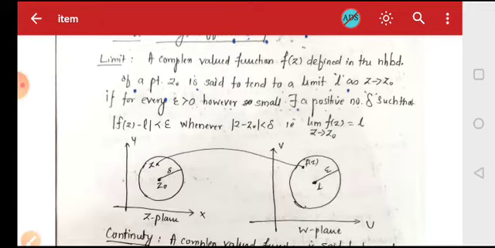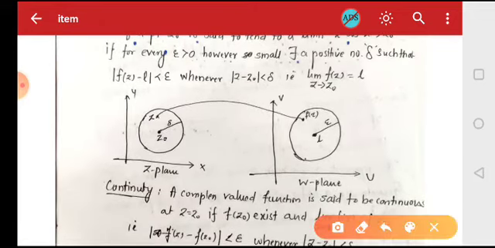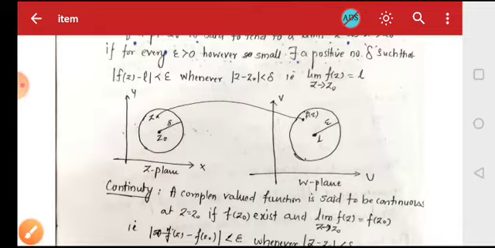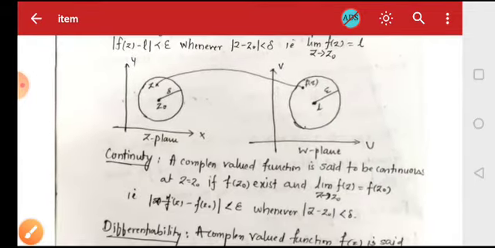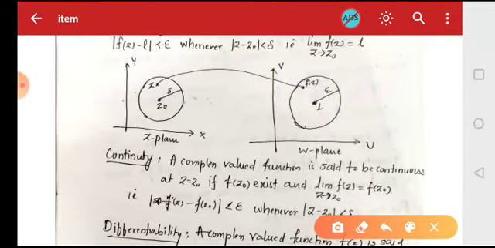Now here I have drawn a figure. You can see here there are two planes. One is the z plane, the second one is the w plane. Now in the z plane, if I take a circle with center at z0 and radius delta, I have taken all the points in the neighborhood of z0. Suppose that z is any point here in the neighborhood of z0. Now that point z is mapped onto f of z.